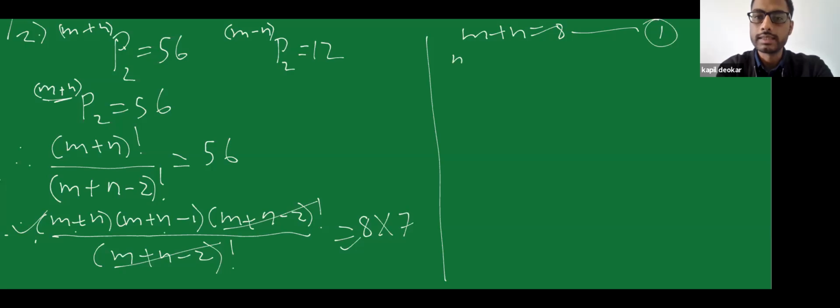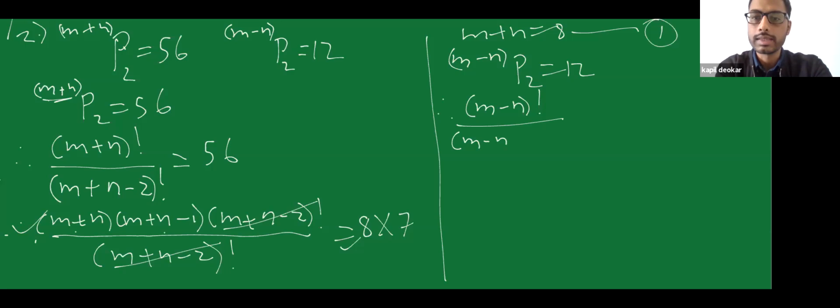Let's solve the second term. (m-n)P2 is given as 12. Therefore, again use the formula of nPr. What is the formula for nPr? n factorial upon (n minus r) factorial. So that is going to be (m-n) factorial upon (m-n-2) factorial, which is equal to how much? 12. Which one is big, m minus n or m minus n minus 2? m minus n is the bigger one.